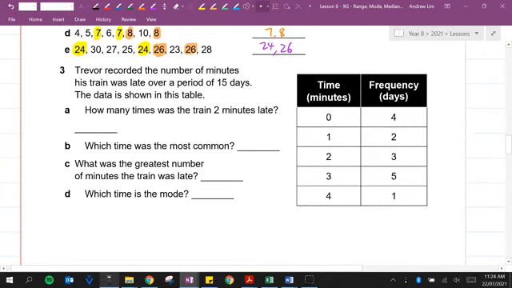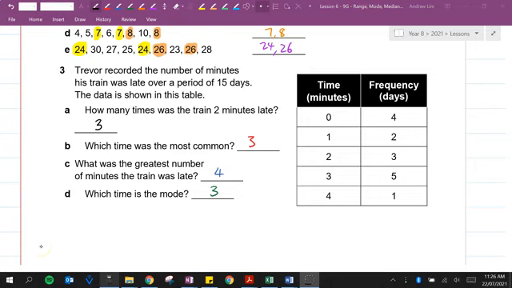Trevor recorded the number of minutes his train was late over a period of 15 days. The data is shown in this table. How many times was the train 2 minutes late? Which time was the most common? What was the greatest number of minutes the train was late? And which time is the mode? Pause the video, have a go yourselves.